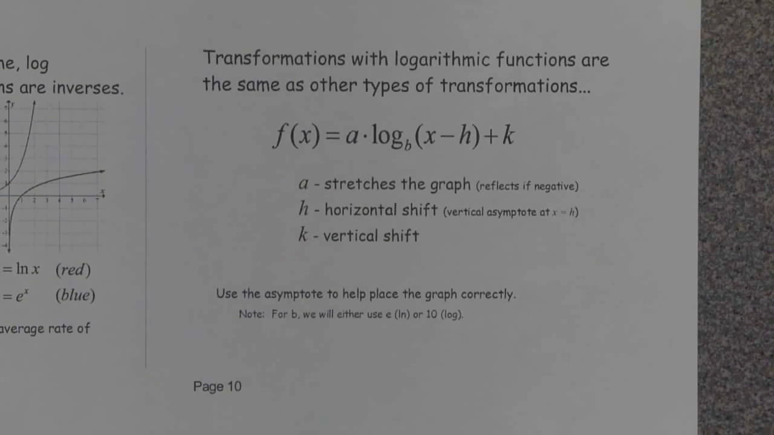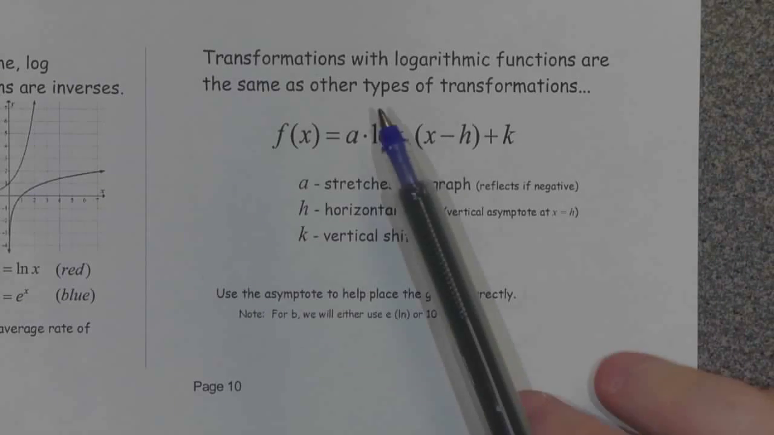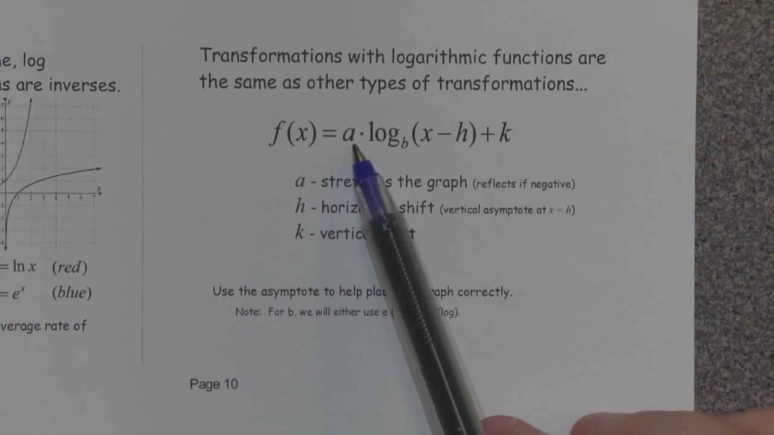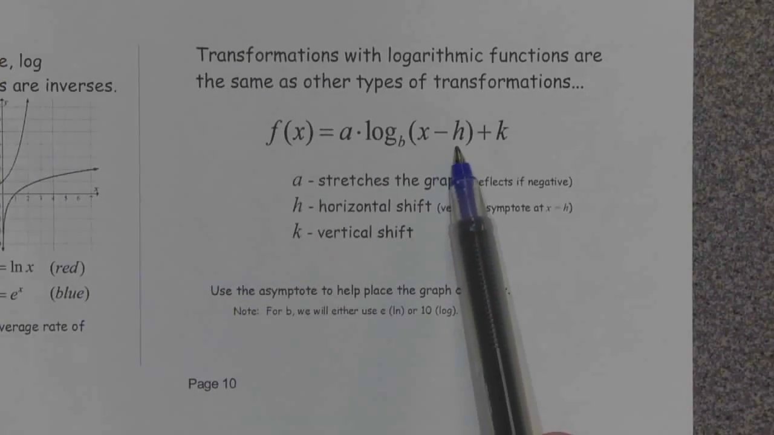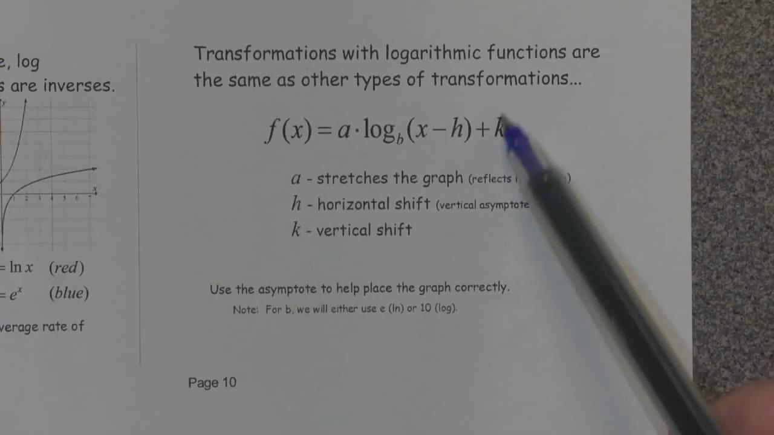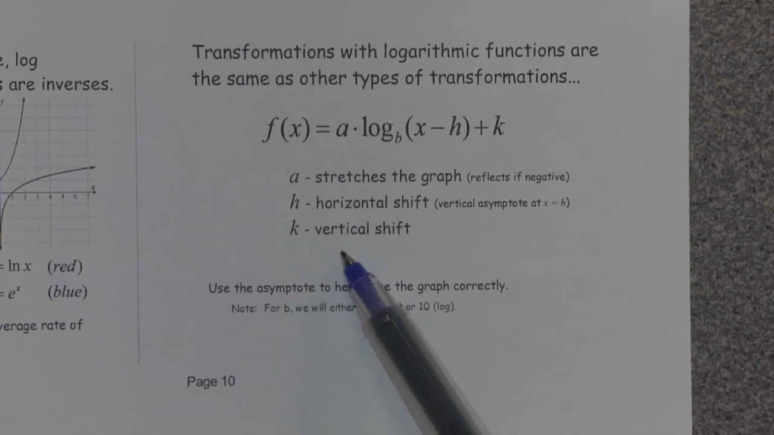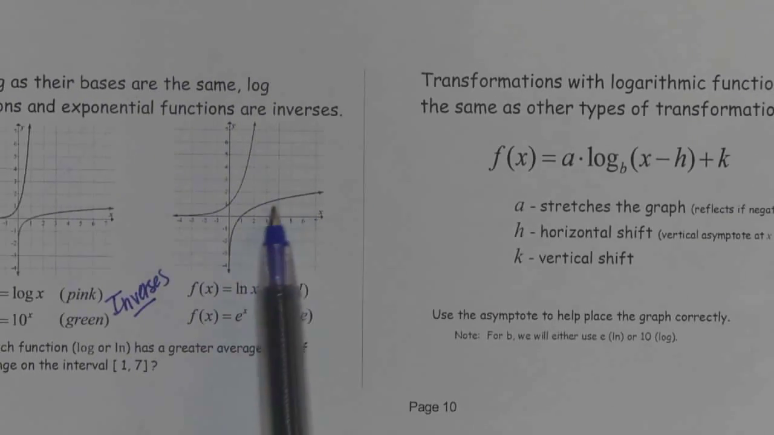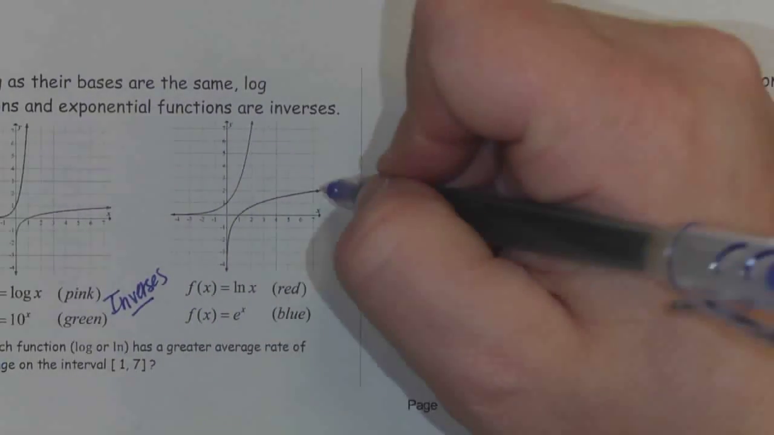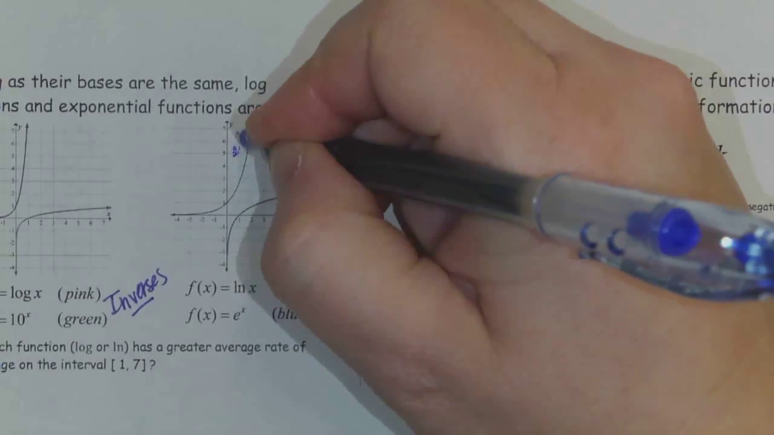We can move a logarithmic function left, right, or up or down just like we did every other function. A stretches it. H is a horizontal shift, meaning left or right. K is a shift up or down. So if we just used our natural log graph up here, which is this one, this is the natural log, this is the e to the x graph.